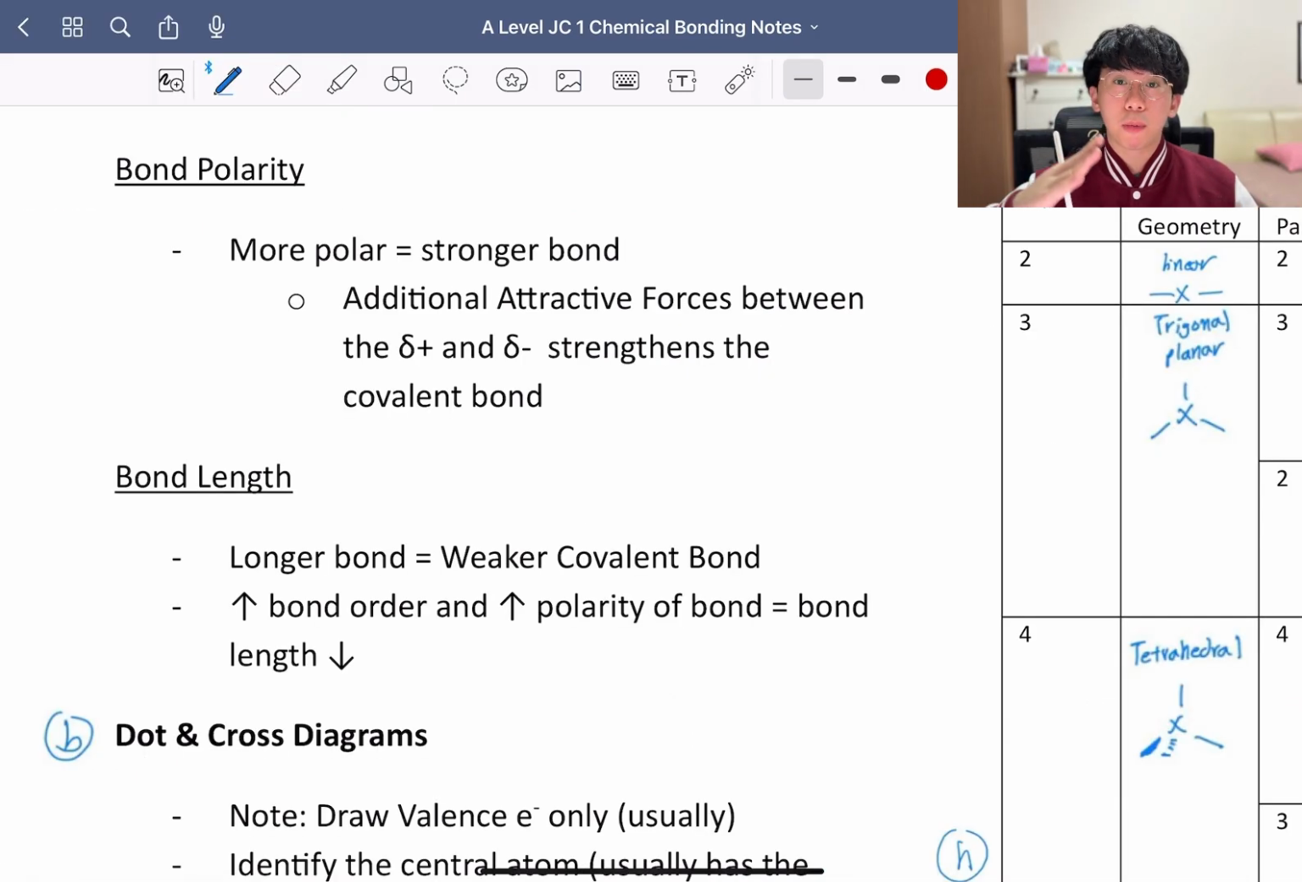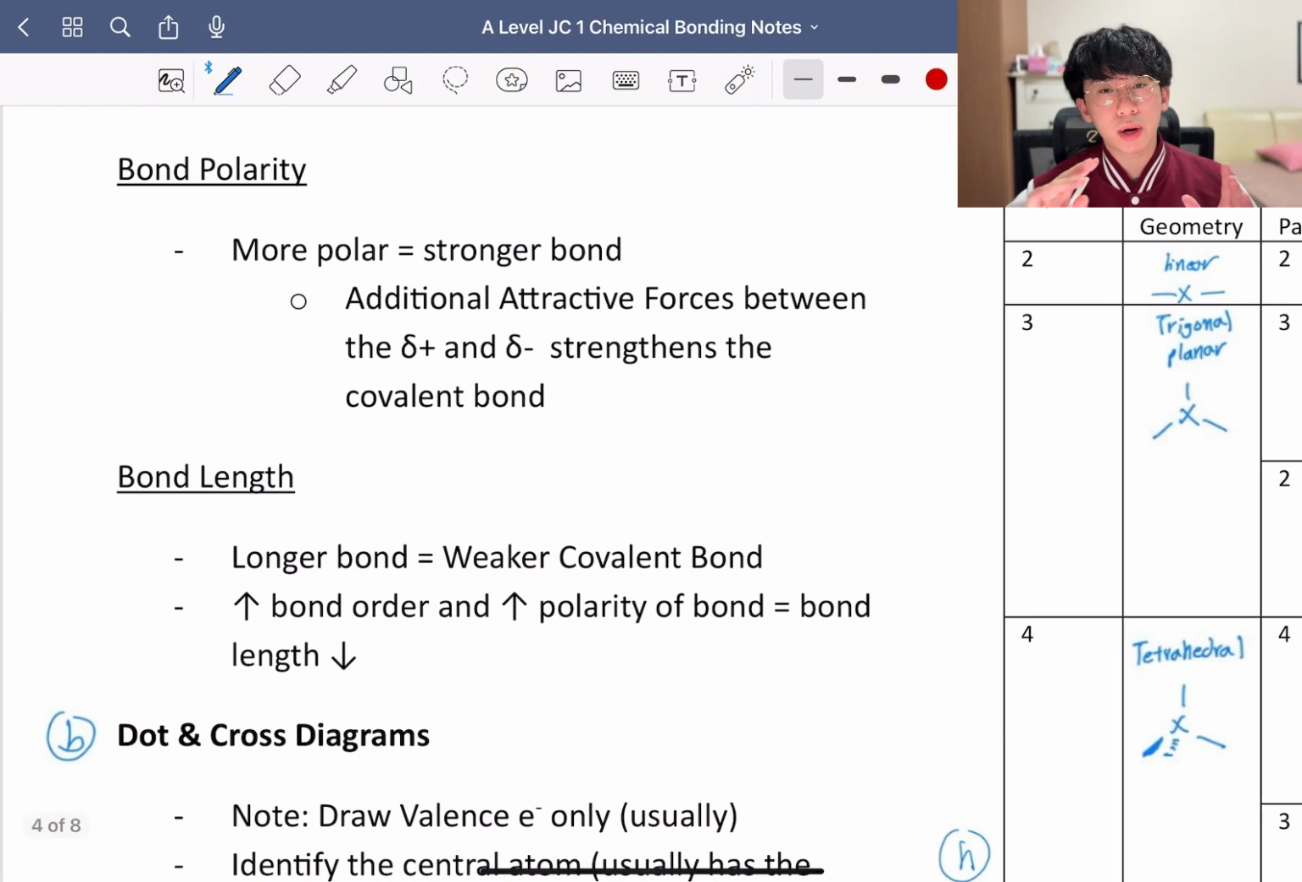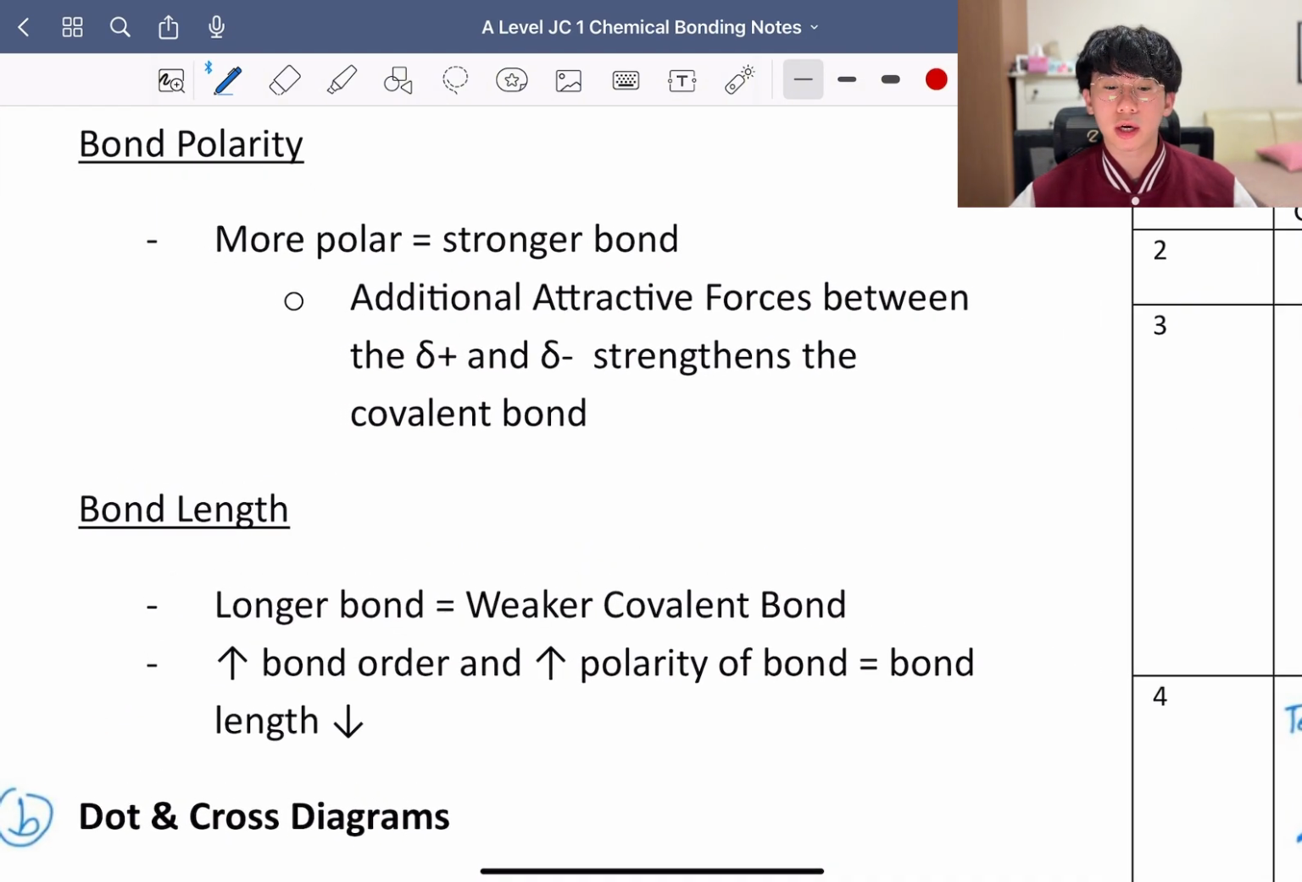So the next factor is bond polarity. With no surprise, when a bond is more polar, it tends to be stronger. And this is because when you have a delta plus and a delta minus, there are additional forces that come into play between these partial charges, and they help to strengthen the covalent bond. So just take note of this.